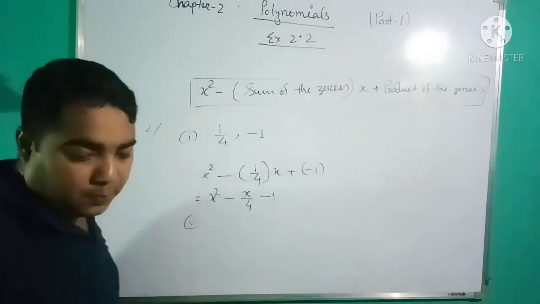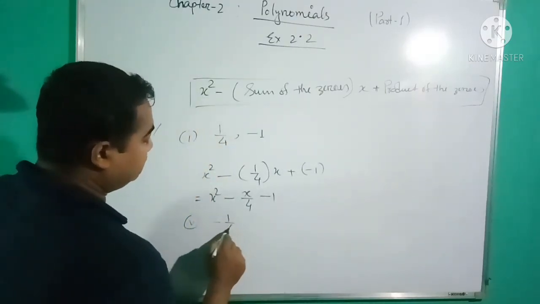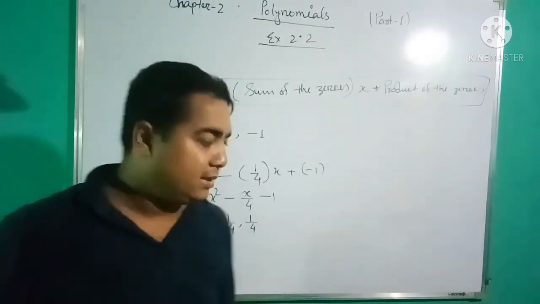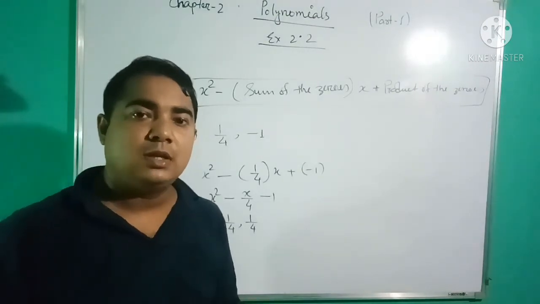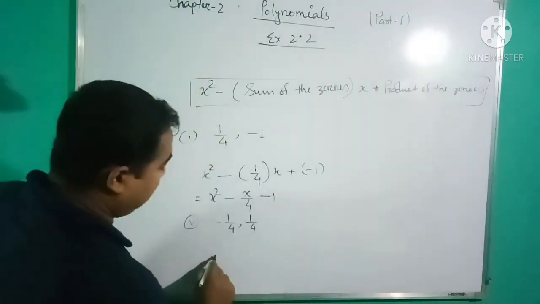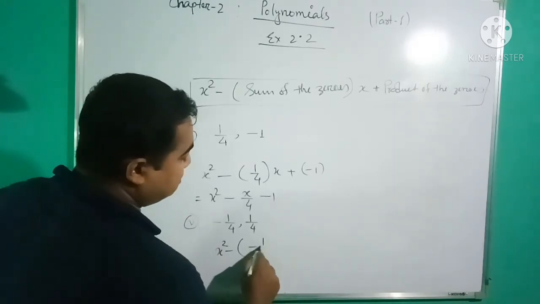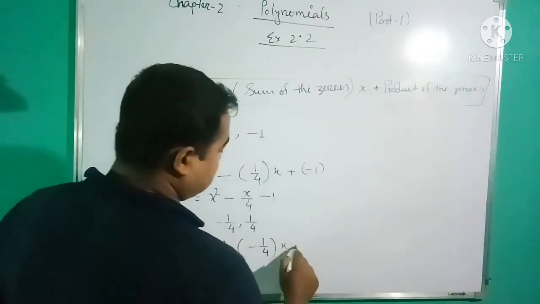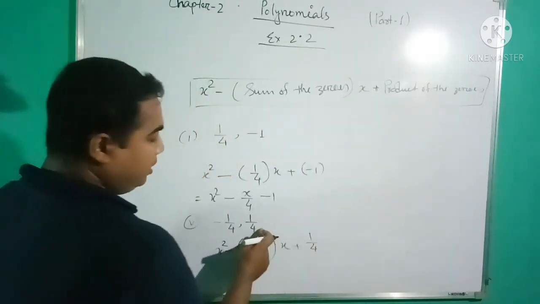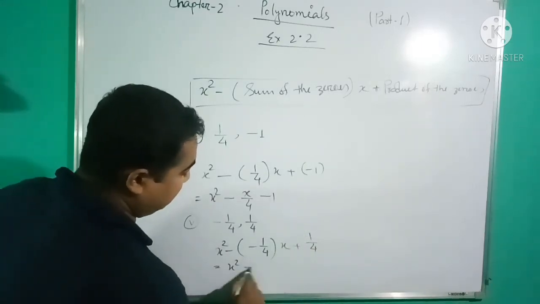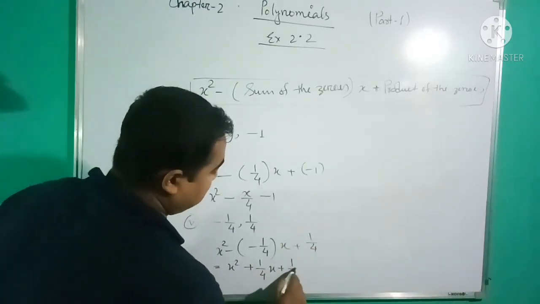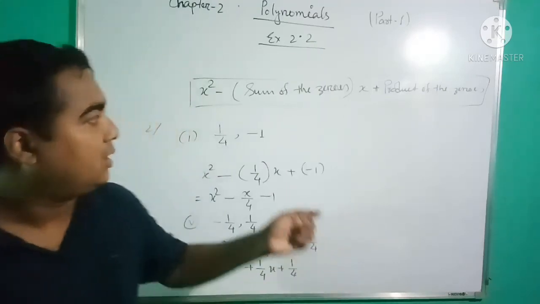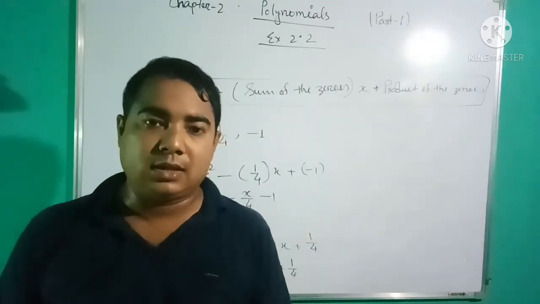And one more, number 5. Question number 5 is minus 1 by 4 and 1 by 4. Again, the sum of the zeros is minus 1 by 4 and the product of the zeros is 1 by 4. The question is to form a quadratic polynomial. Then the formula is x square minus sum of the zeros, minus 1 by 4, into x plus product of the zeros, 1 by 4. Then x square plus 1 by 4 into x plus 1 by 4. That means if the sum and product of the zeros are given, then directly plug them into the formula and you will get the answer. Okay, thank you.